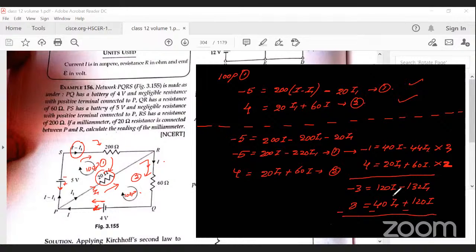When I do the subtraction on both equations, minus 120I and 120I will get cancelled. So it is minus 3 minus 8, which will be minus 11. I'll write here itself: minus 11 is equal to minus 40 I1 minus 132 I1. So it will be minus 172 I1. So minus minus will get cancelled. So I1 is equal to 11 divided by 172. To solve it, you'll get approximately 0.064 amps. This is your current I1.